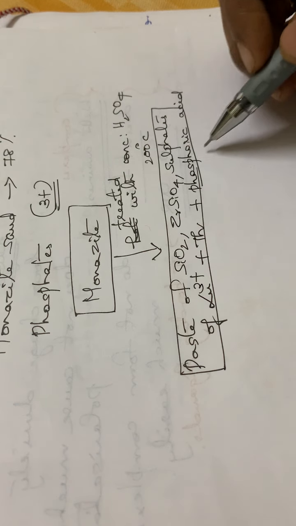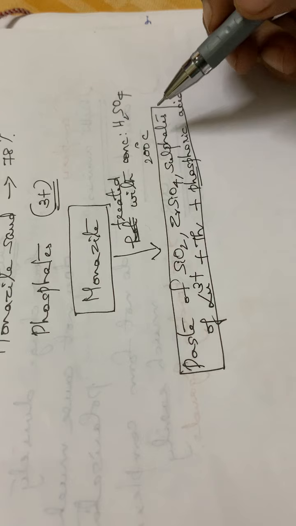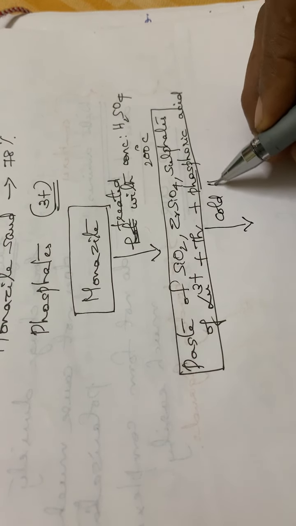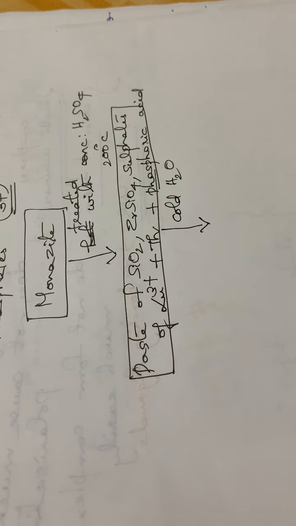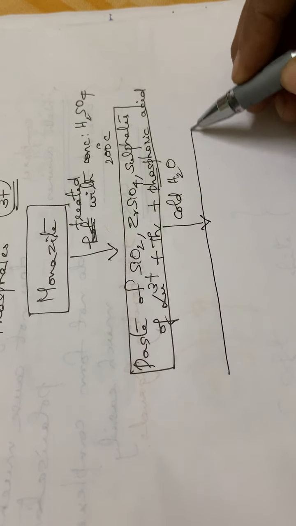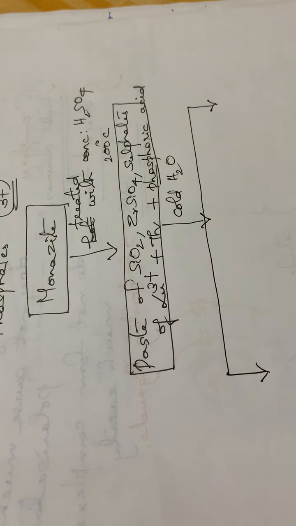So the phosphates will be converted to sulfates. Then in the next step, it is treated with cold water. So on treating with cold water, what happens? The sulfates will be passing into solution. So we will be having two categories: one residue, and one solution we will be obtaining.